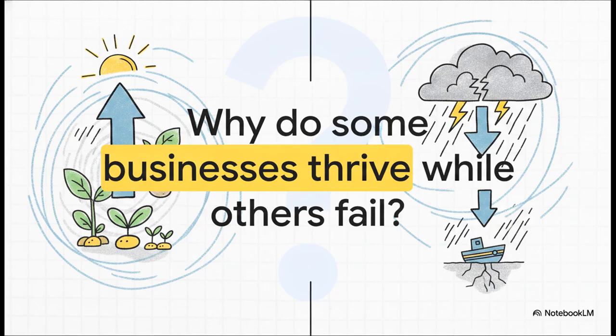Why is it that some businesses literally thrive, while others, sometimes with the exact same resources, completely fail? It is a question that keeps executives up at night for sure. And the answer? It usually isn't just about what's happening inside the company's own walls. It's really about how they respond to the storm that's raging outside their control.